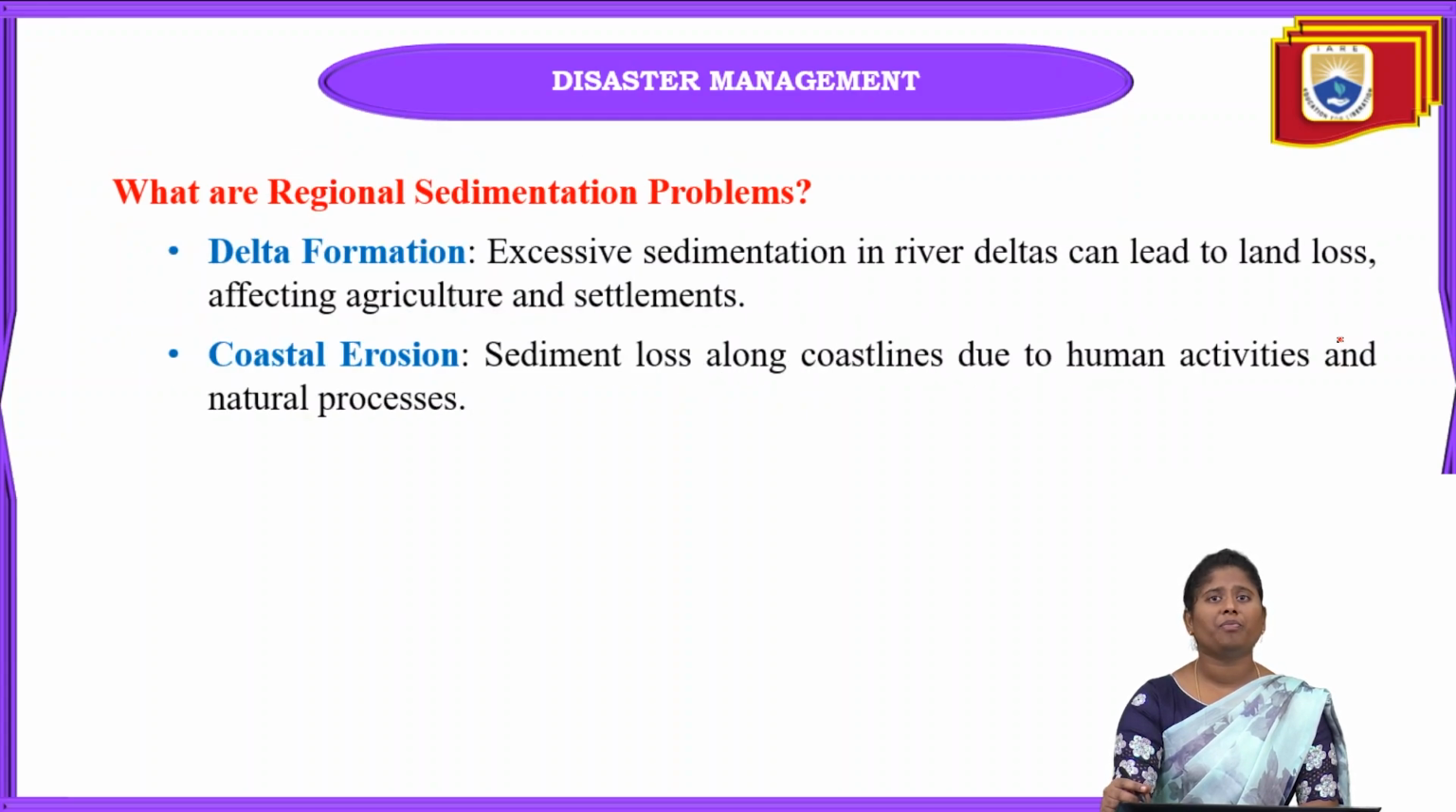Next one is regional sedimentation problems. In this, we may see delta formation. When excessive sedimentation occurs in river deltas, it can lead to land loss that will affect agriculture. That is called regional sedimentation problems. Next one is coastal erosion. In coastal erosion, sediments are deposited along the coastline due to human activities and natural processes, and that also comes under regional sedimentation problems.